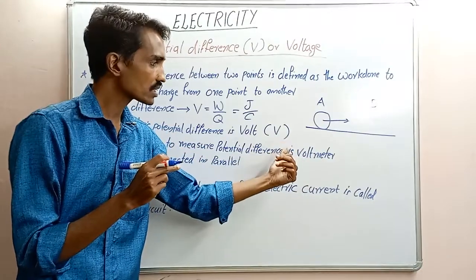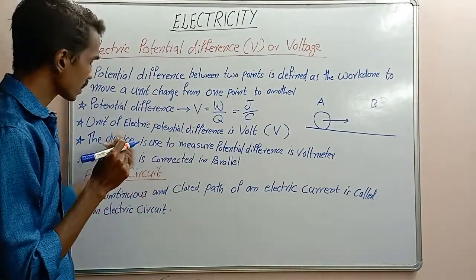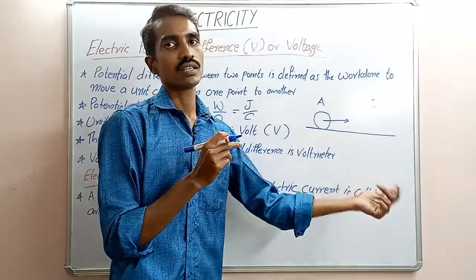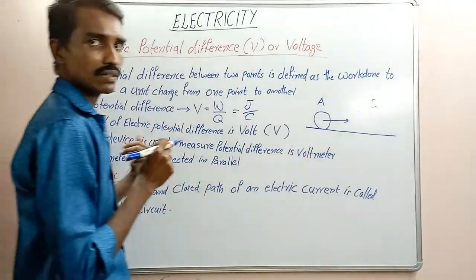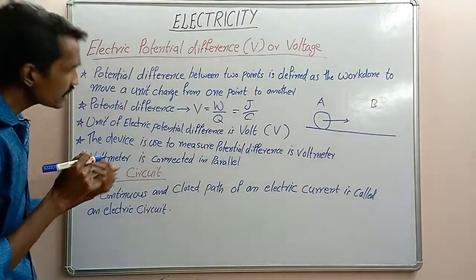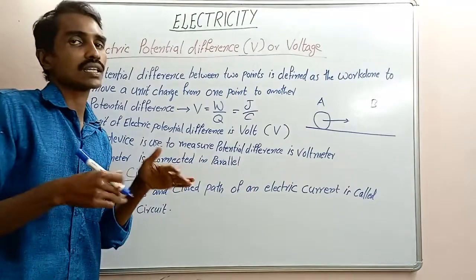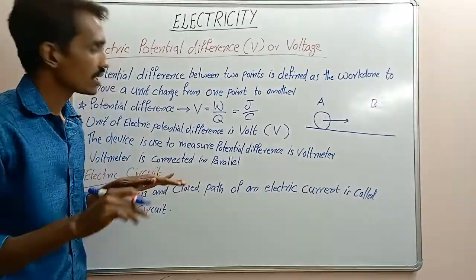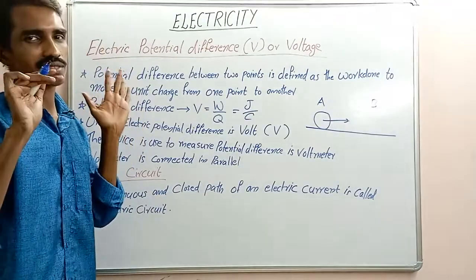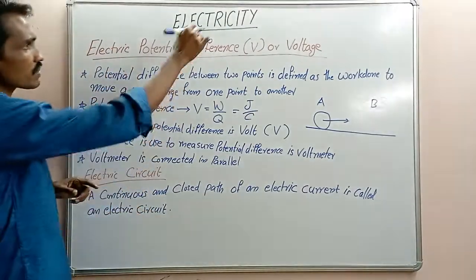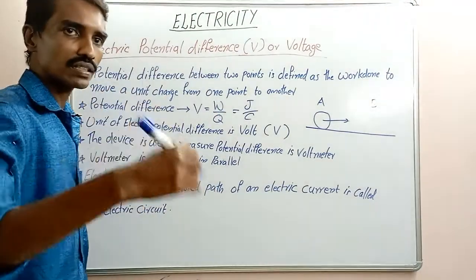The device used to measure electric potential difference is the voltmeter, whereas in the case of electric current it is the ammeter. The voltmeter is connected in parallel, while in the case of the ammeter, to measure the current, it is connected in series. Voltmeter is connected in parallel. Ammeter is always connected in series. We must note that. This much about electric potential difference or voltage.